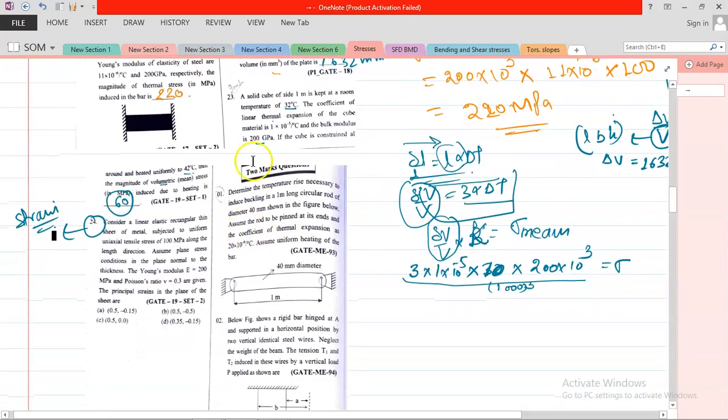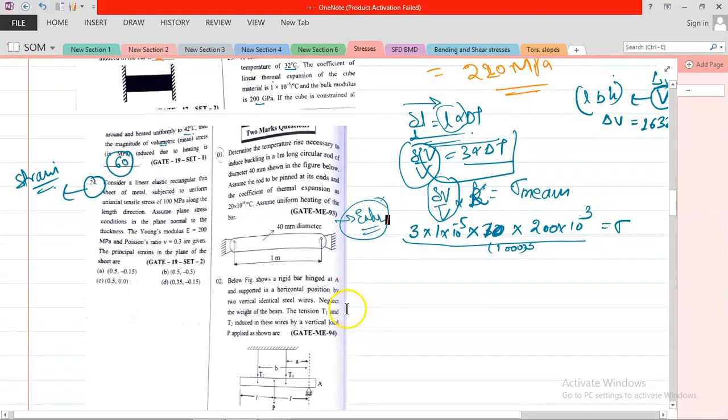Your next question is, determine the temperature rise necessary to induce buckling in a 1 meter long rod of diameter 40 mm. Assume the rod is pinned at its ends and the coefficient of thermal expansion is this. So this is again the concept of buckling, Euler's buckling. So I will discuss Euler buckling first, then I will introduce this concept.